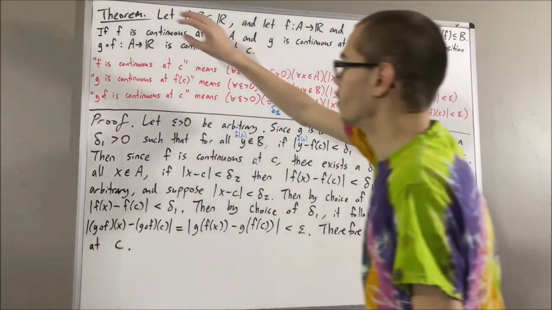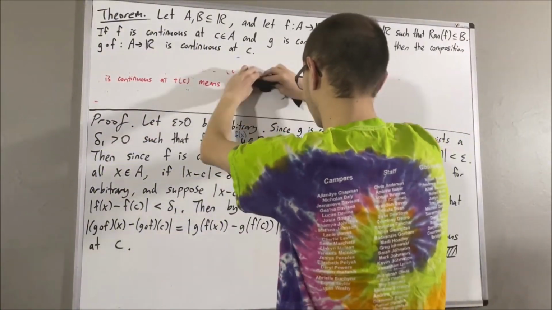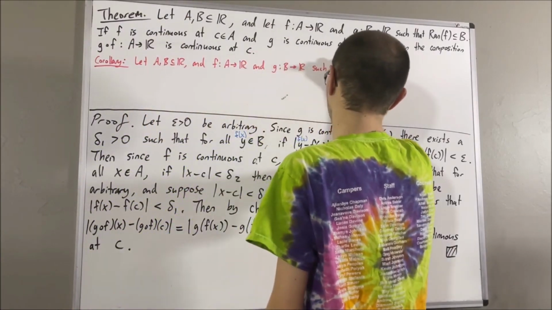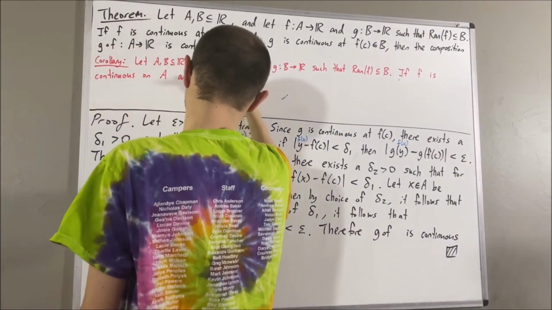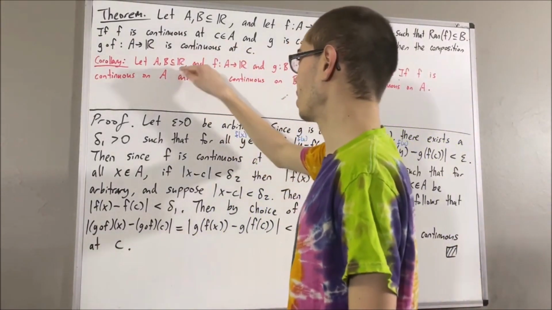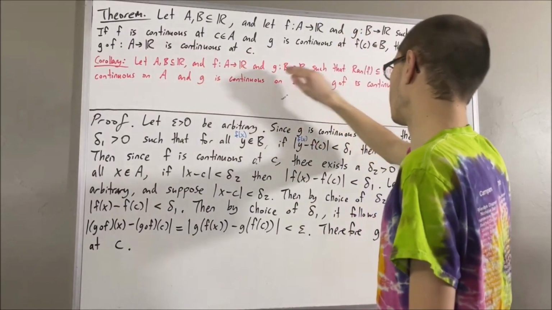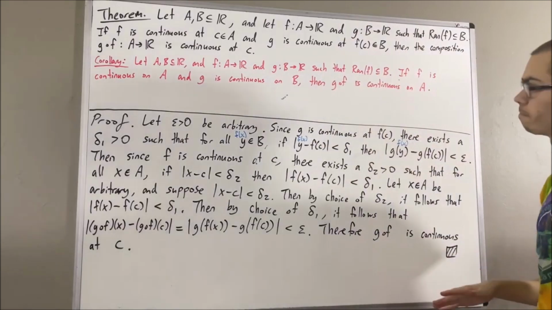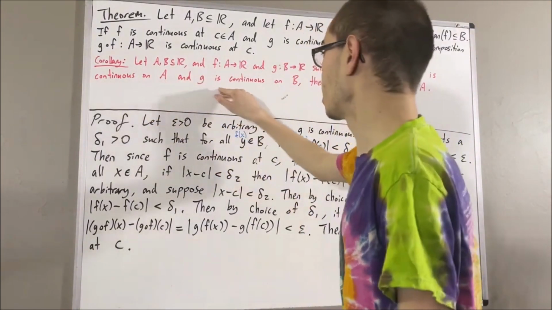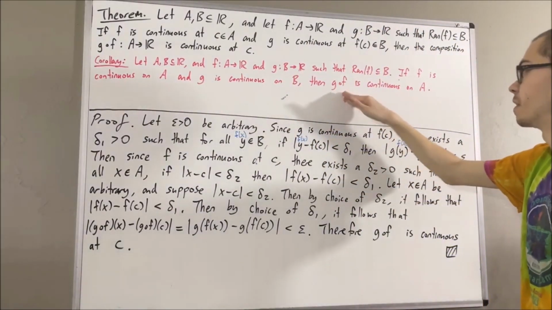Now, a corollary of what we have just proven is the following. Let A and B be subsets of real numbers, where f is a function from A to the real numbers, g is a function from B to the real numbers, and the range of f is a subset of B. If f is continuous everywhere on A, and g is continuous everywhere on B, then the composition g compose f is continuous everywhere on A.